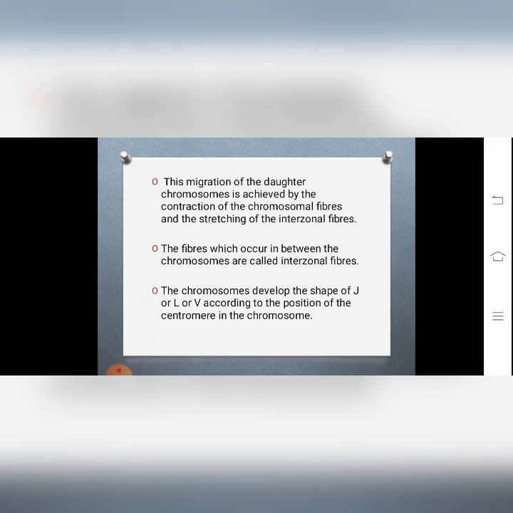Hope you understood the point. Here we have completed anaphase, and the next stage is telophase. After telophase, nuclear division will be complete.